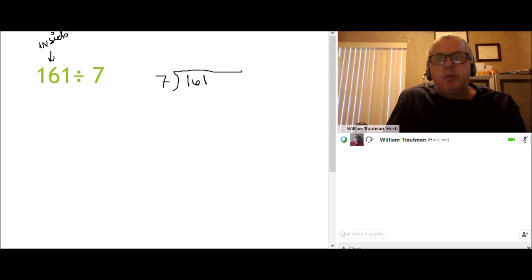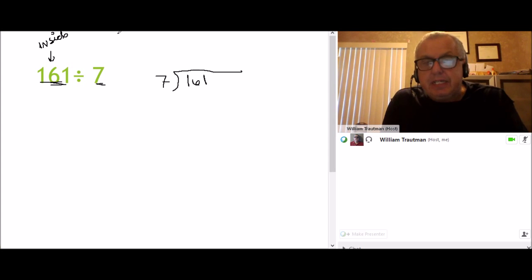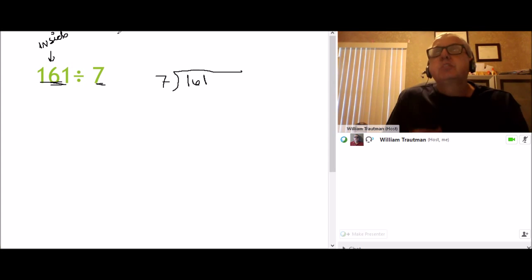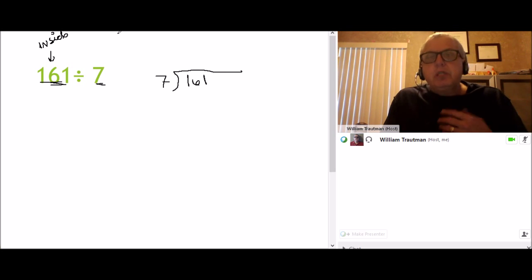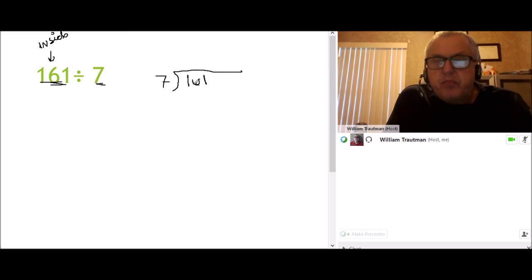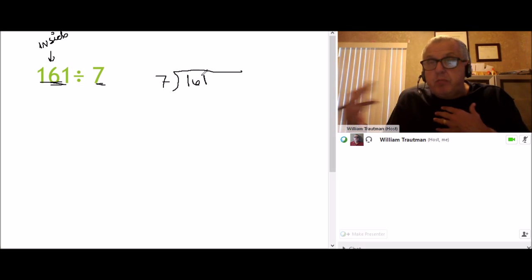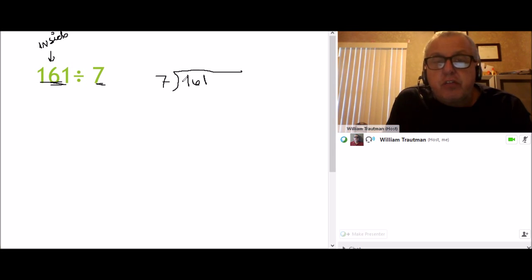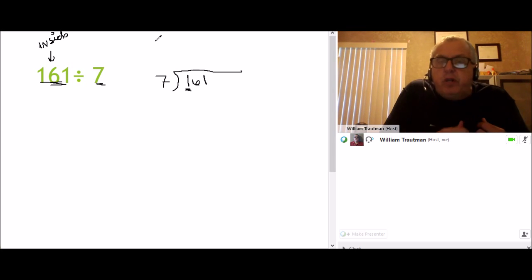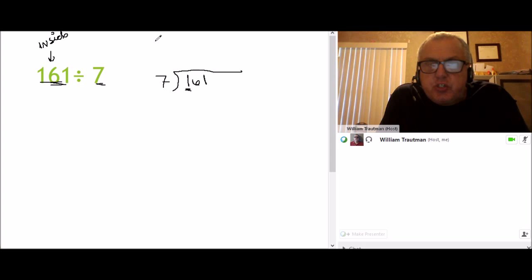The reason people get it confused is they think the 161 goes on the outside and the 7 goes on the inside. It's always the first number that goes on the inside. To do long division, we always start opposite of what we would normally do for adding, subtracting, or even multiplying. We always start on the far left number. So this is the number 1. How many times does 7 go into 1?